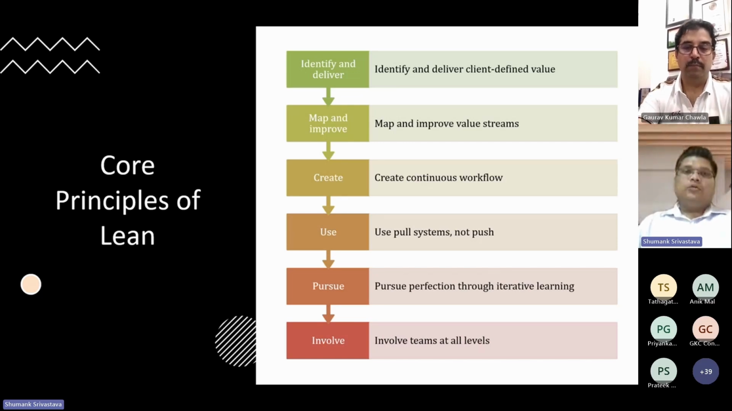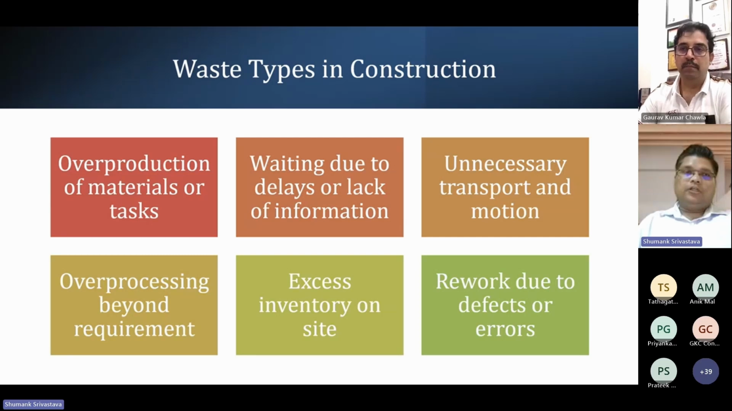The major thing that we look into in lean construction is to focus on reducing waste. For this purpose, we have to understand what types of waste occur in construction. The first one is overproduction of materials, or over-allocation of resources in the task. If we over-acquire the material, it affects space planning and managing of the work. This also creates a waiting time period, because there is a delay or lack of information.